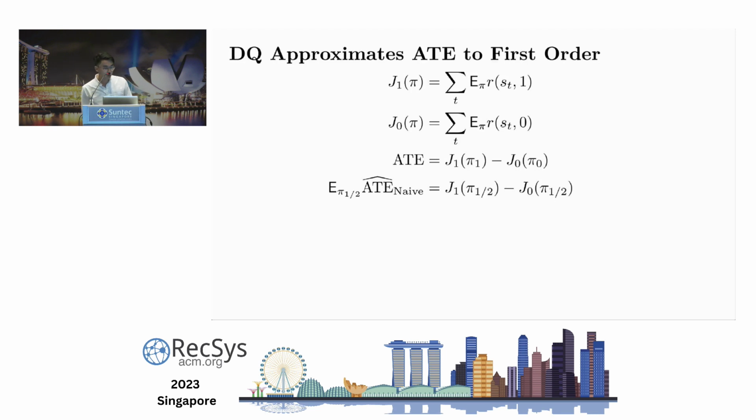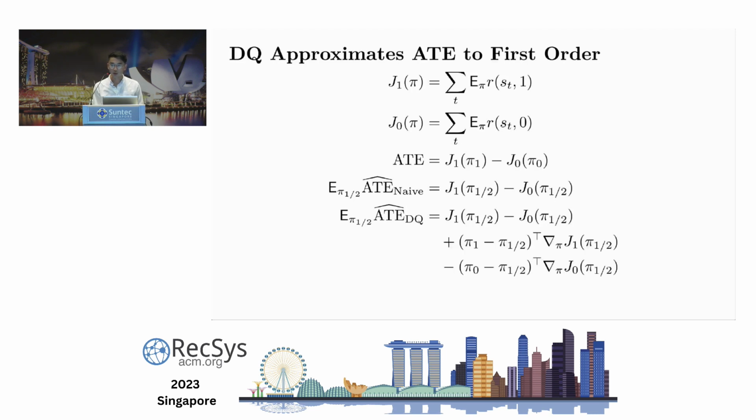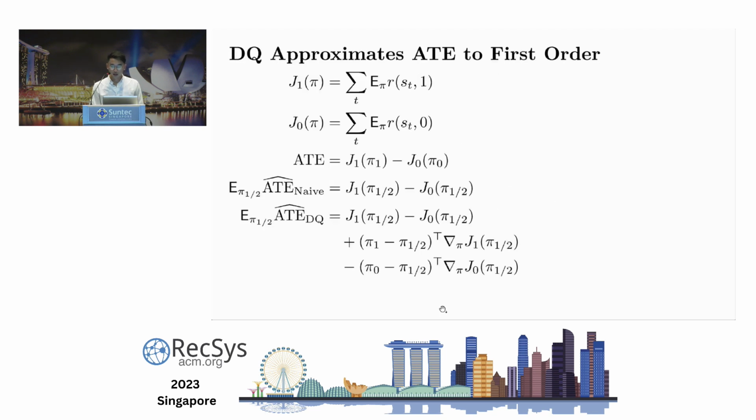And what does that mean? One way to look at this is that the naive estimator is taking a 0th order approximation of the ATE around the experiment policy pi 1/2. And you can kind of see where we're going to go from here. The DQ estimator takes that 0th order approximation and adds a first order correction. You can show that this is precisely what the DQ estimator works out to be. So the reason why this works: DQ is a first order correction to naive.